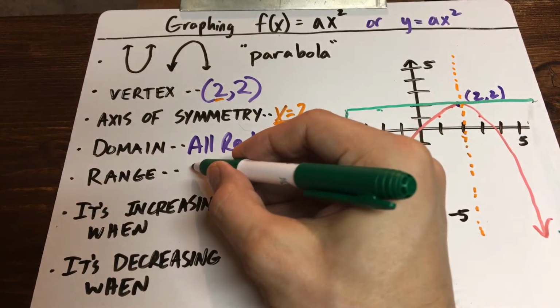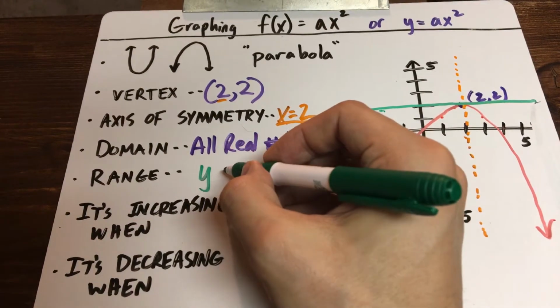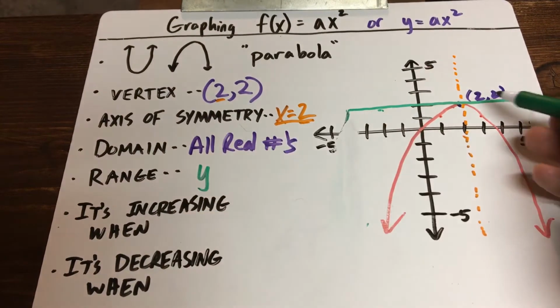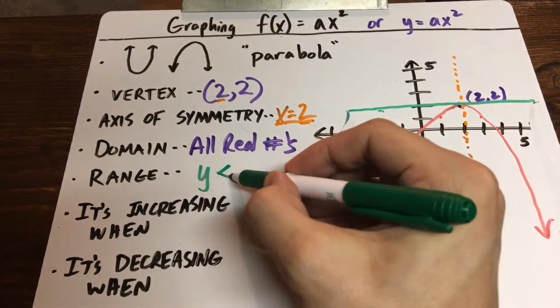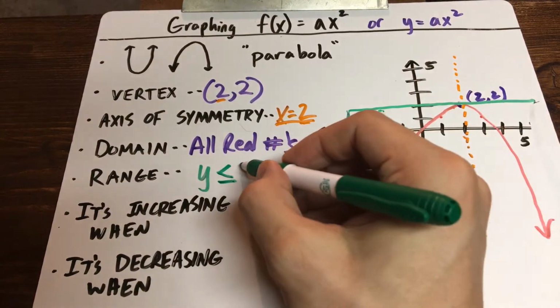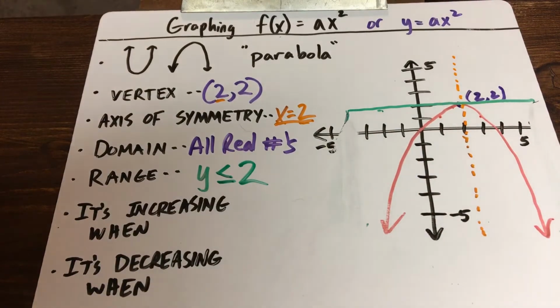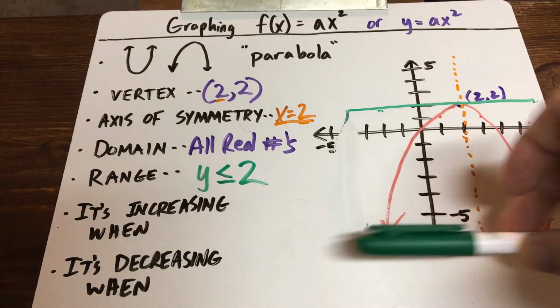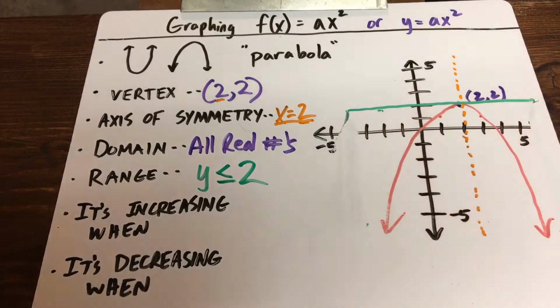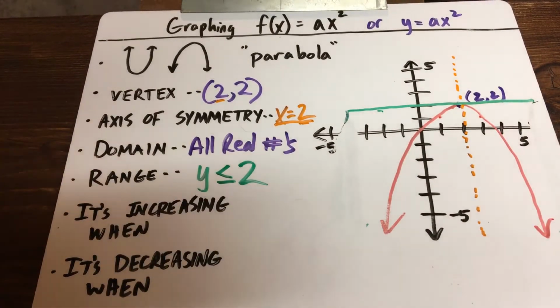And so the range is going to be on the y-axis. This graph is located below 2 on the y-axis, so it's going to be y less than or equal to 2, because it's on the number 2. The range is, where is your graph located on the y-axis? And on the y-axis, this graph is located at 2 and below. Everywhere from 2 and below is my range.